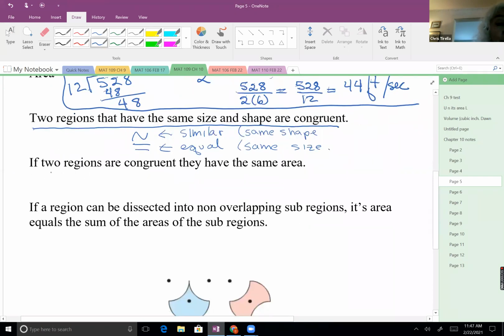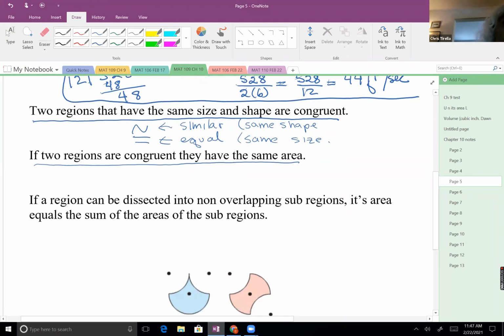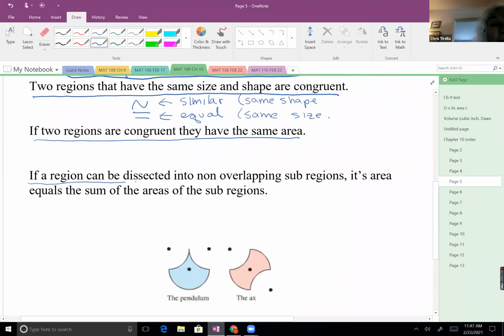Then the idea that if two regions are congruent, they have the same area. Well, that makes sense, doesn't it? If two things are the same size and the same shape, they'd have the same area. And then this last one says, if a region can be dissected into non-overlapping subregions, its area is equal to the sum of the areas of the subregions.